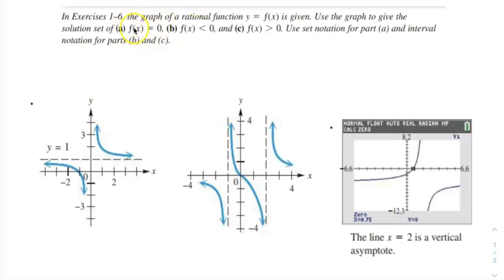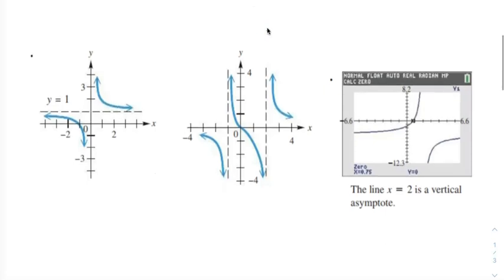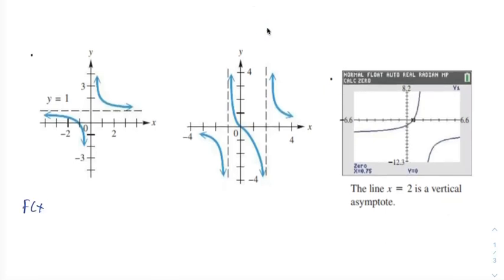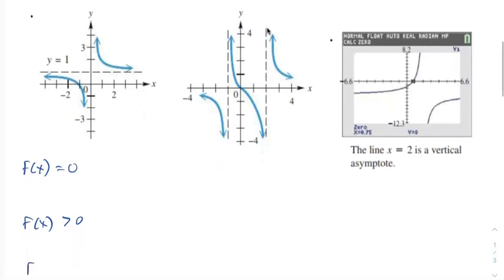Okay, so let's start by solving a rational inequality given a graph, which we have here. If we look at this problem, they want us to solve three things. Where does the function equal 0? Where is the function less than 0? And where is the function greater than 0? So we're going to solve all three of these. Where does f of x equal 0? Where is f of x greater than 0? And where is f of x less than 0?